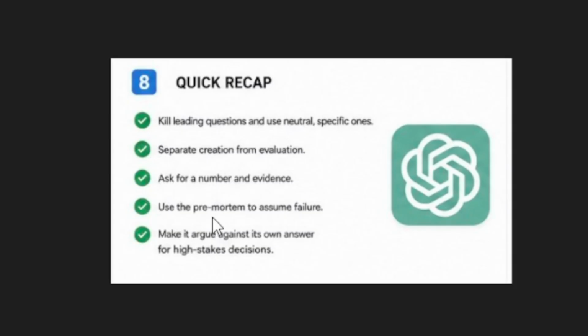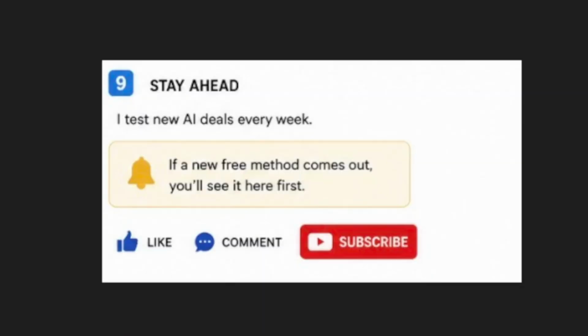One more layer, for anyone doing serious work like research, medical questions, or big financial decisions. Ask the model to argue against its own first answer. After it responds, simply say, now write the strongest possible argument against the answer you just gave me. This works because you're not asking it to doubt itself in the same breath as forming an opinion. You're asking for a second, independent pass. 9 times out of 10, this second pass surfaces a real weakness the first answer glossed over, because the model is no longer trying to be your cheerleader, it's trying to win a debate against its earlier self.